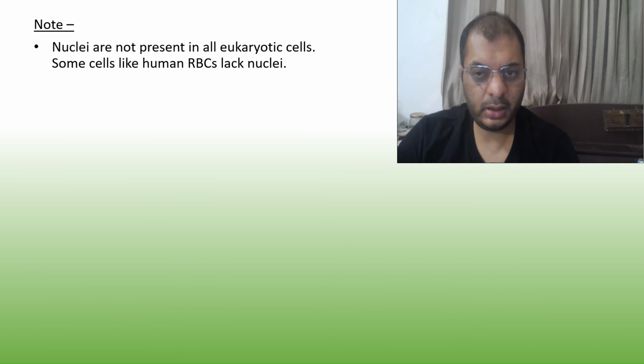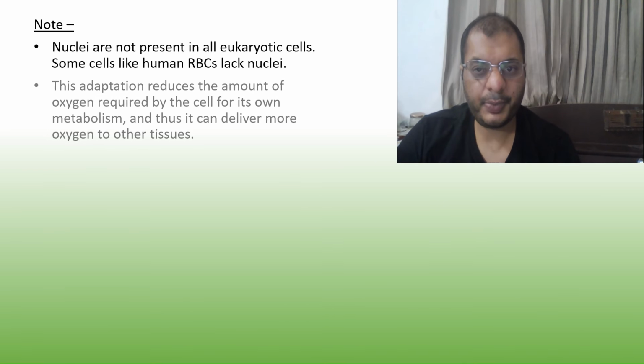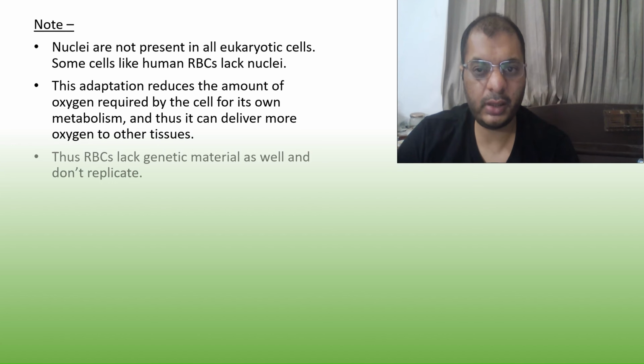An important piece of information that you must know is that not all eukaryotic cells have nuclei. For example, human RBCs lack nuclei, and this is basically an adaptation. The absence of nuclei in RBCs reduces their oxygen consumption, their oxygen demand, and because of this they are able to deliver more oxygen to the target tissues. And since they lack nuclei, RBCs also lack genetic material and they do not replicate.